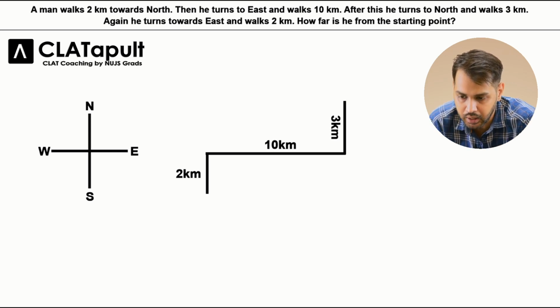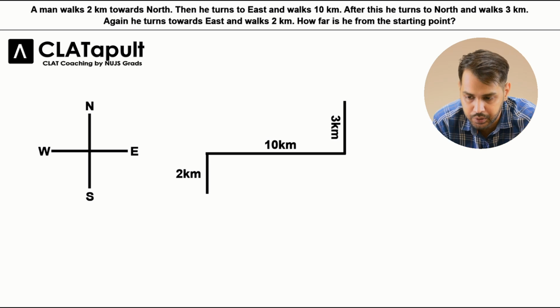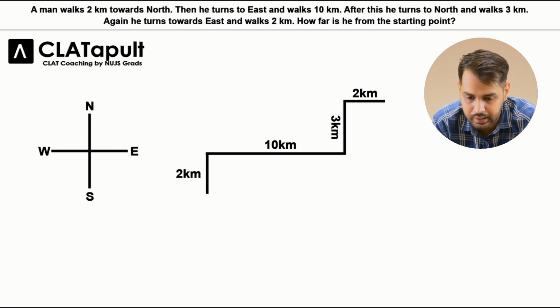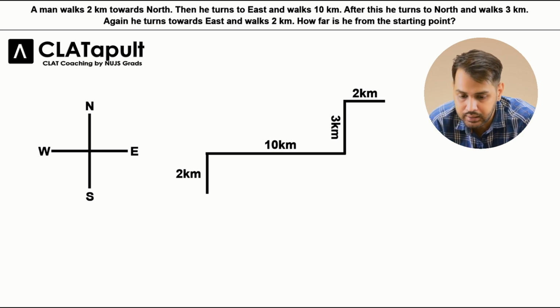After that, he turns towards the eastern direction, which is towards his right, and walks another 2 kilometers. We'll draw this one as well. So this is the simple diagram that we have received. Now, what is the question asking? It is asking about the place where he started and the place where he ended. What is the exact distance between these two?